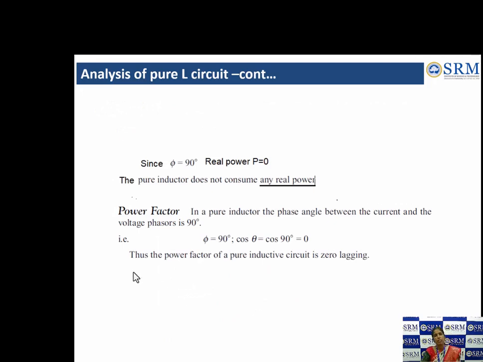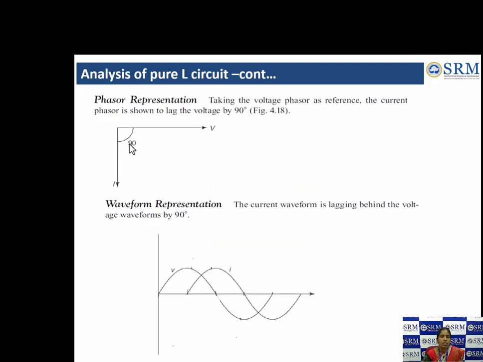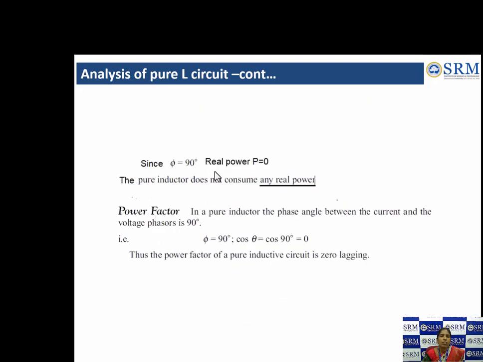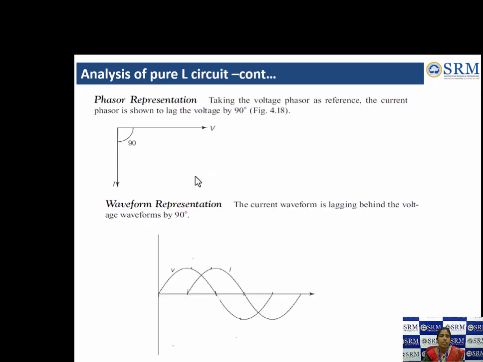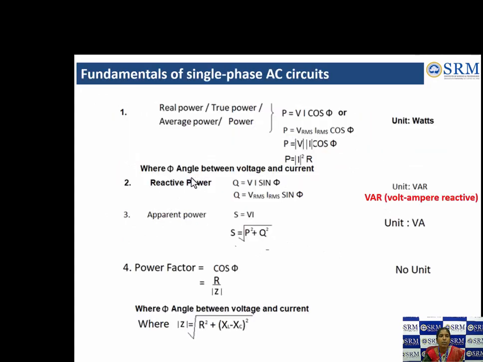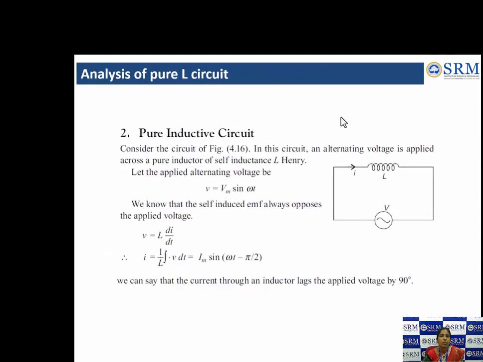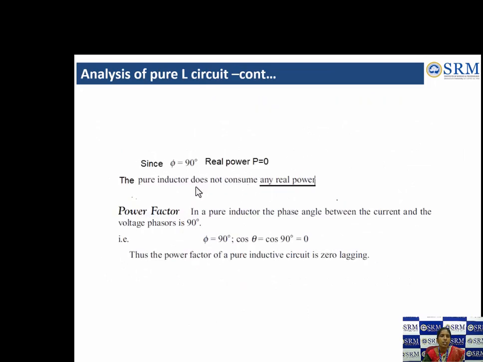Now we need to find the power factor. For that, we need to know phi, the angle between voltage and current, which is nothing but 90-degree. If you substitute phi equal to 90 to find the real power, it's the product of voltage, current and cos phi. So cos 90 is 0, everything turns out to be 0, so real power is 0. It doesn't consume any real power. A pure inductor doesn't consume any real power.